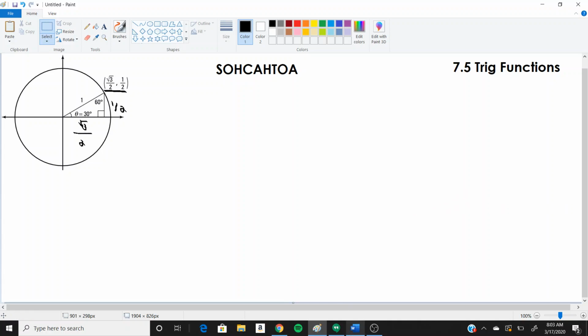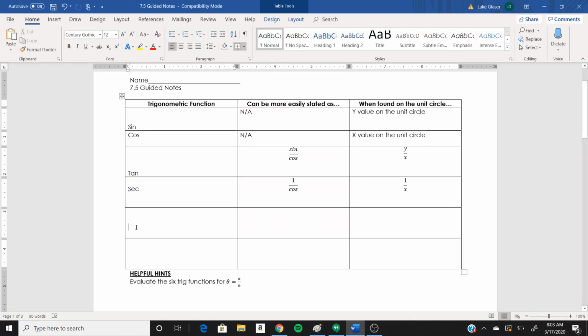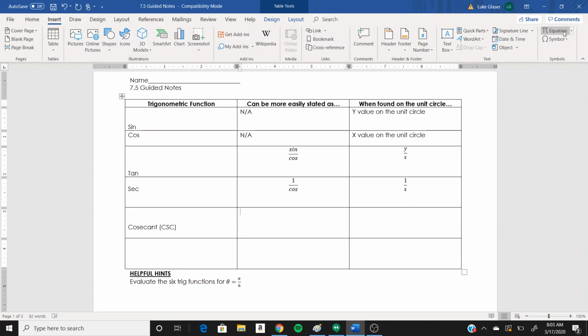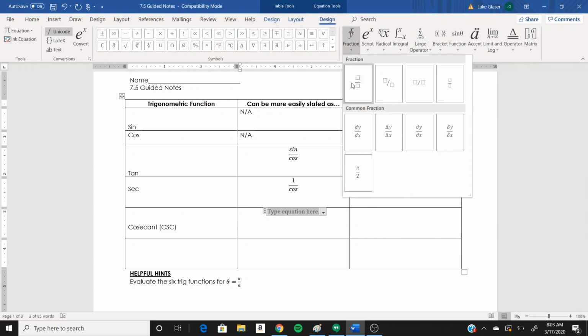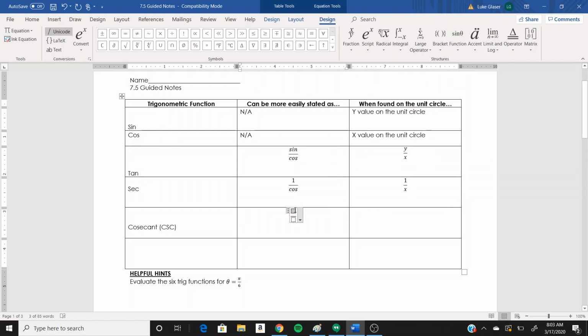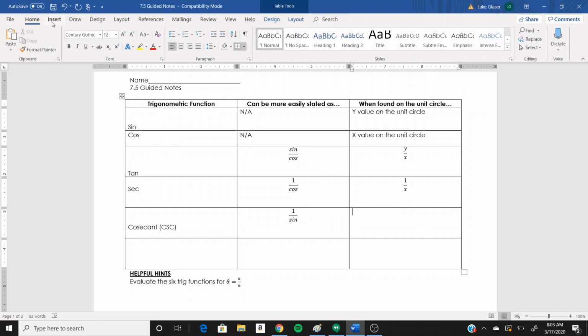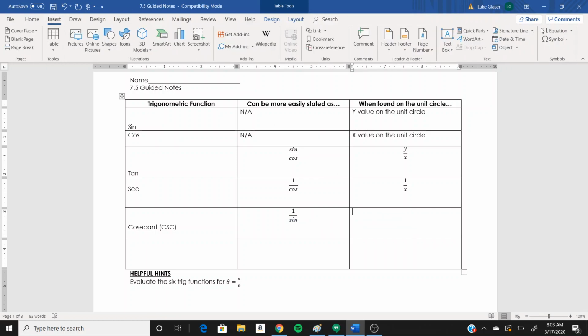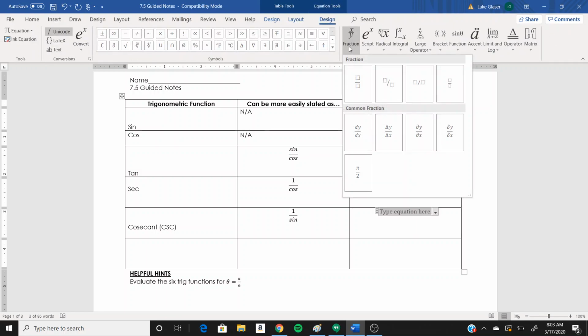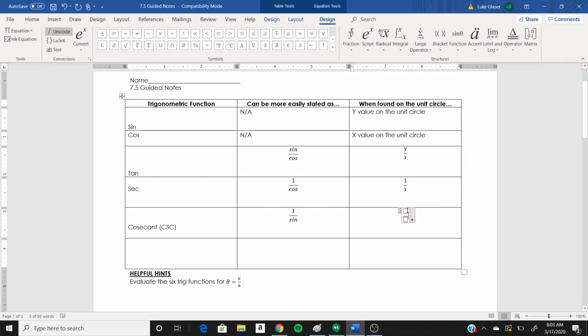then the other one we're going to learn is called cosecant, or CSC. And I'll bet you can guess what that is. That's going to be 1 over sine. And whenever I'm looking at it on the unit circle, it's going to be 1 over whatever the y value is.